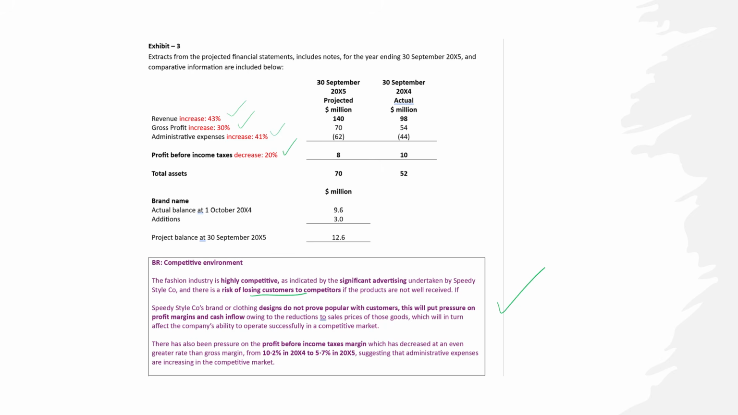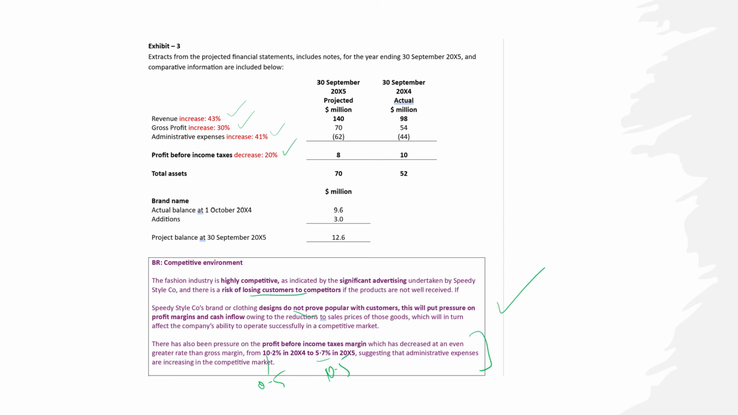Now, to evaluate this risk further, my concern is the designs might not be successful, which could put pressure on the profit margins and cash flow. And then I can link it to the information given in this scenario. I could say that my gross margin has already gone down from 10.2 to 5.7. Remember, I am going to get my calculation marks because I have now correctly used calculations to support a risk.